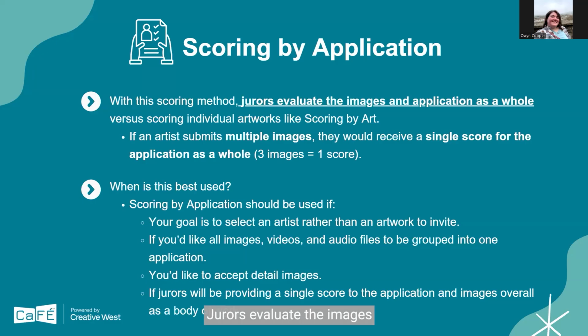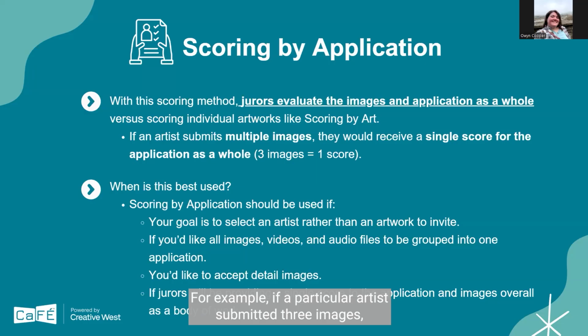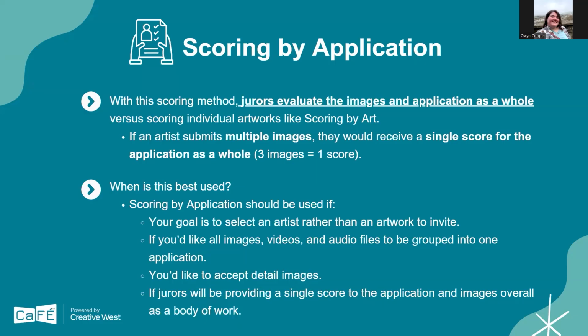Jurors evaluate the images and application as a whole versus scoring individual artworks like scoring by art. If an artist submits multiple images, they would receive a single score for the application as a whole. For example, if a particular artist submitted 3 images, they would receive one score for those 3 images.